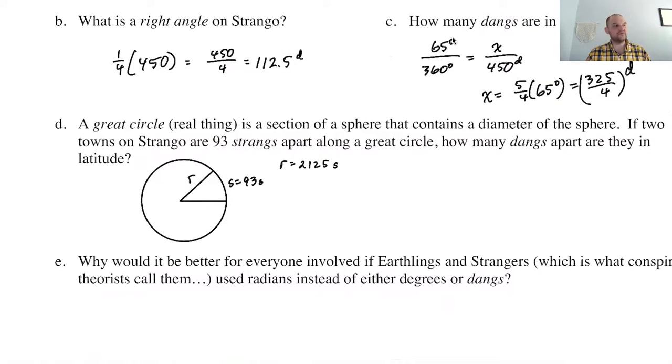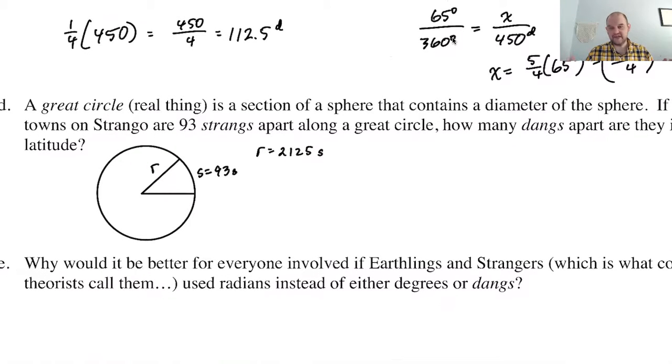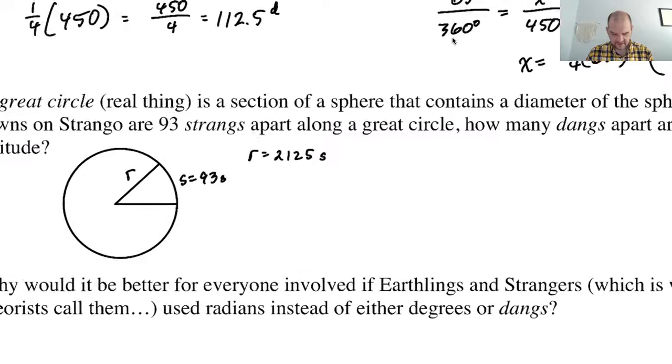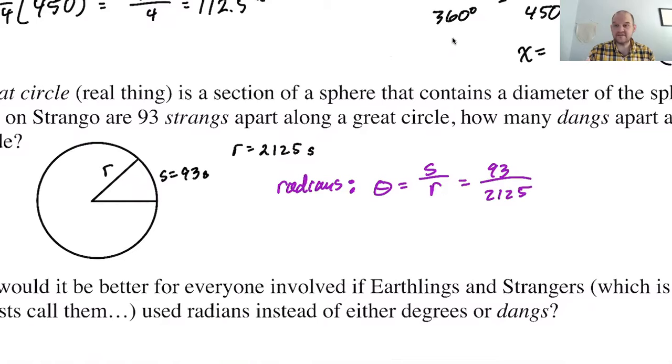Okay, so what can we do here? Well, we can do the same sort of thing that we've been doing. So I have an idea, actually. We could figure out the angle in radians if we wanted to, right? Because in radians, theta is just S over R, which in this case would be 93 out of 2125. So that's in radians.